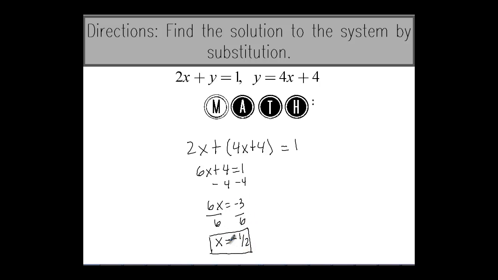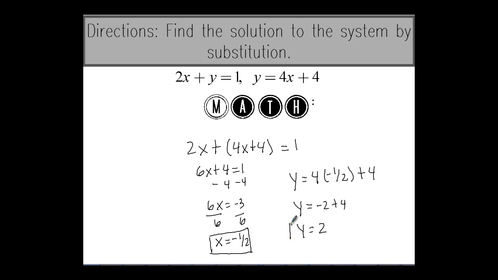Now that I know x, I'm going to take x and plug it back into one of these equations. This one looks easier since y is by itself, and that's the one I need to find. So I have y equals 4 times, instead of x, I'm going to put negative 1/2, plus 4. Half of 4 is 2, and since this is negative, a negative times a positive is going to be negative. So 4 times negative 1/2 is negative 2 plus 4. Y is going to equal negative 2 plus 4, which equals 2.